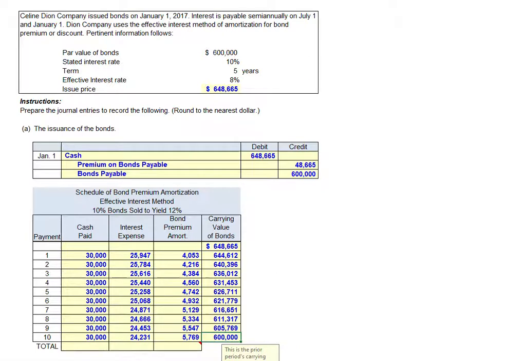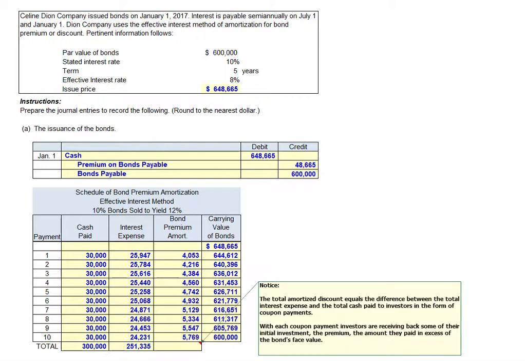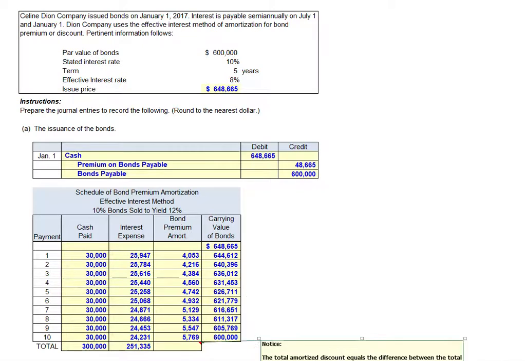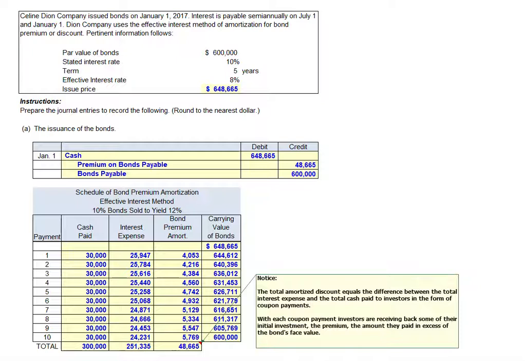We will have made total payments of $300,000. We will have recorded interest expense of $251,000. And again, the difference between the interest expense and the cash paid equals the amortized premium on the bonds. Let's go ahead and take a look at our journal entries on July 1st and December 31st.